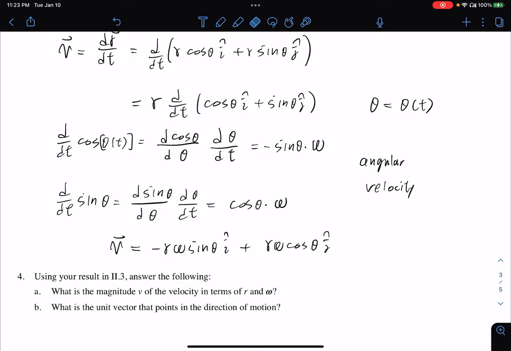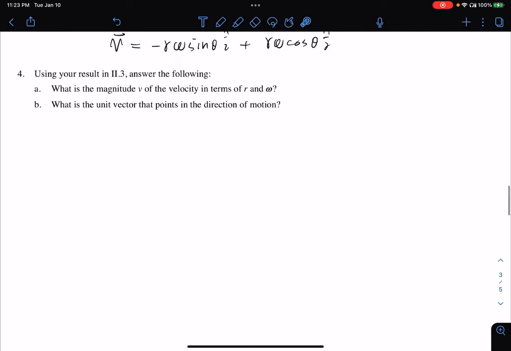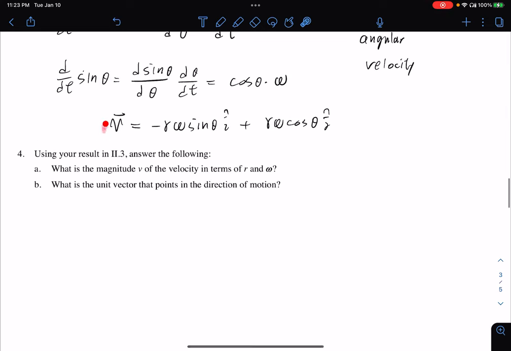Good. So now we have the explicit expression for the velocity of this particle. We can solve for the magnitude and the direction of this vector. We can look at this vector in an easier way. I'm going to pull out the r omega, which is common on both terms, and then write the vector in this form.